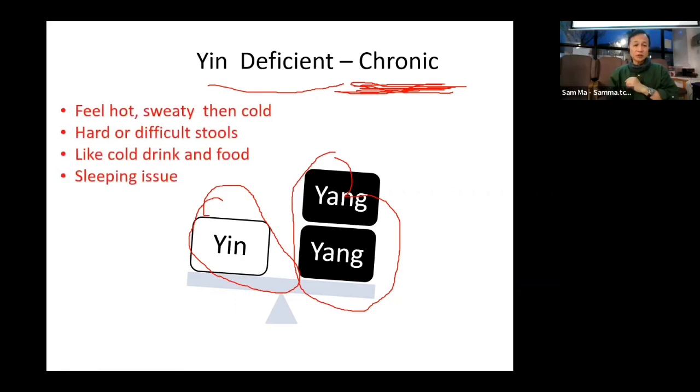So the indication is feeling hot and sweaty, but the most important thing is that you feel cold straight after. If it's yang excess, the person will not feel cold at all. After they sweat, they feel a little bit cooling, but not cold. They feel calm and regulated, but cold is a different category. It's yin deficient.